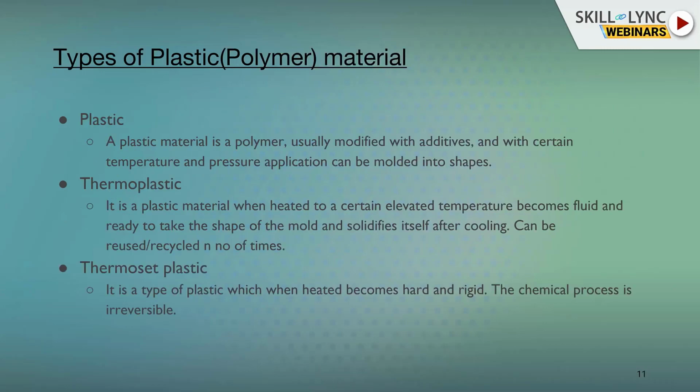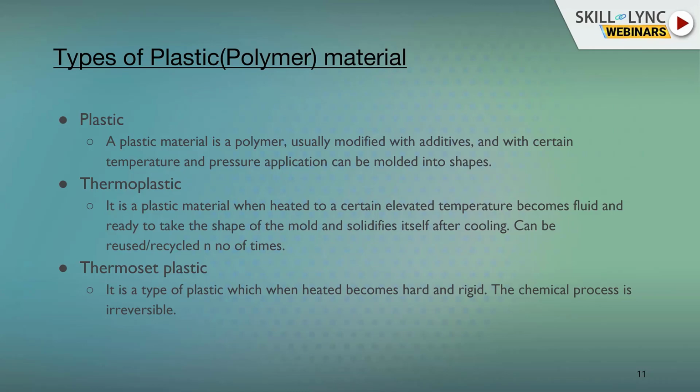So moving on to plastics. Plastic is a polymer, as we all know, and when we apply certain heat and pressure to it, it can be molded into any shape and size. Typically plastics are divided into two categories: thermoset plastics and thermoplastics. Thermoplastics are plastic materials which can be molded when heat and pressure is applied. They can be molded to any shape and size, and can be reused and recycled n number of times without changing the chemical properties of the component.